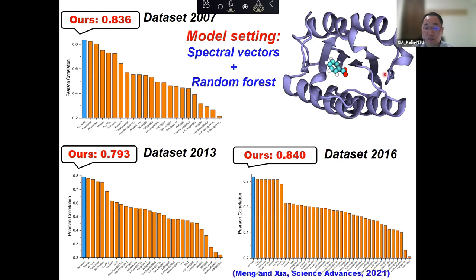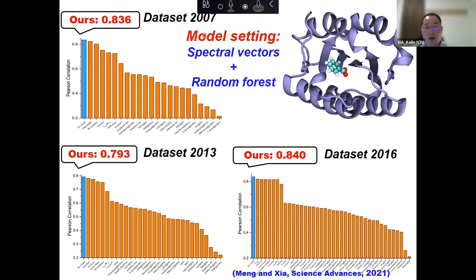So the key issue for drug design is to find a ligand that can bind strongly, with a relatively higher binding affinity to these systems. So our model is used to predict the binding affinity between the ligand and the drug, which is this key step in drug design.